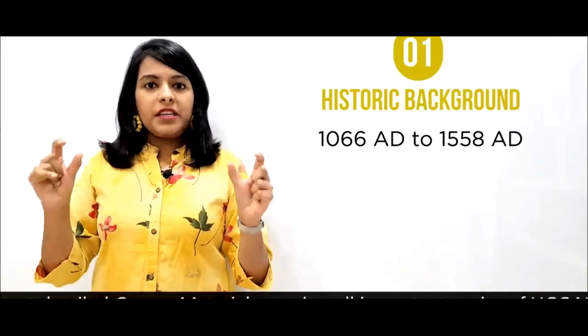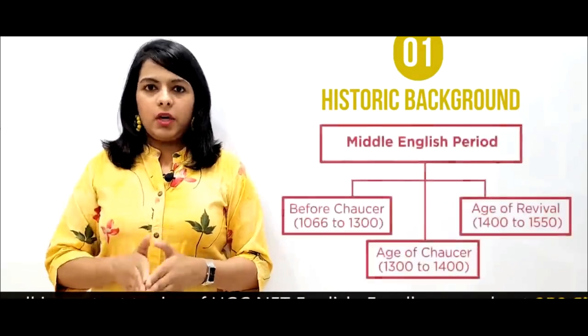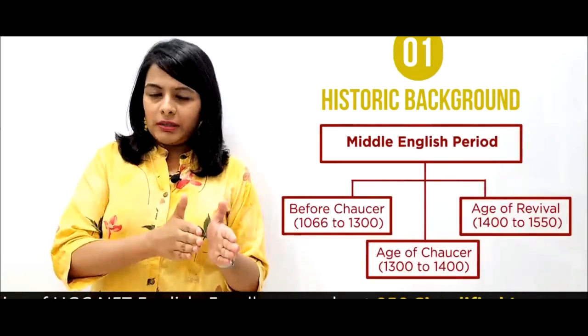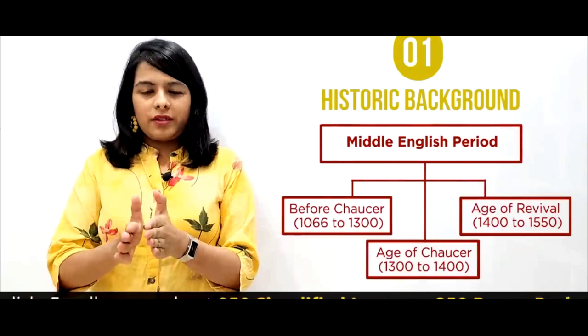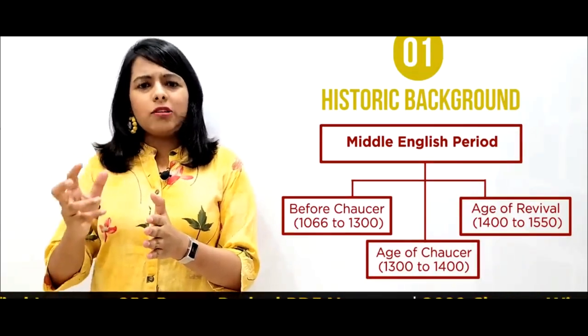Now, this entire period of 500 years approximately is divided in three parts. First part is before Chaucer, then we have age of Chaucer, and then we have age of revival, that is basically Middle English literature after Chaucer. We finally move on to Elizabethan age. So in this particular video, I'm going to look at the first part, which is the Middle English literature before age of Chaucer.